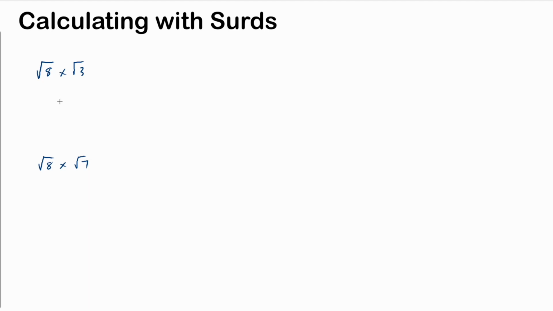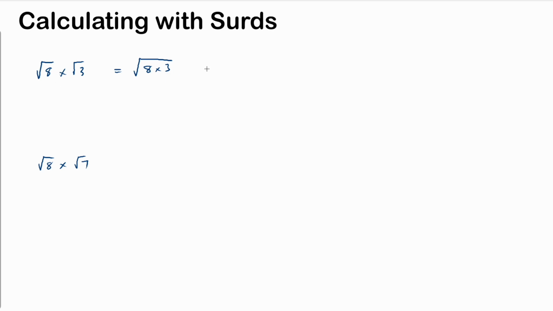So now we'll look at calculating with surds. We're going to start with multiplication. So this question here is, what is root 8 multiplied by root 3? Well, the best way to visualize this is to actually combine the roots. So you've got 8 times 3 under the same root. It's exactly the same question, just written differently.